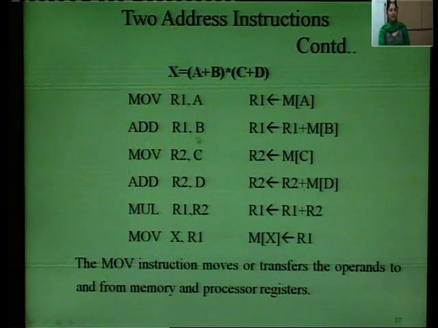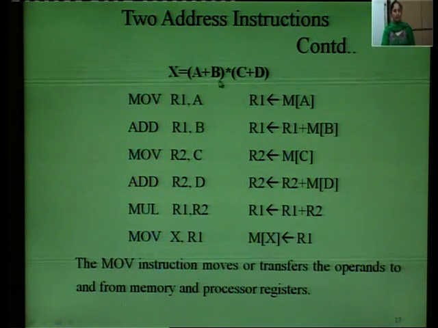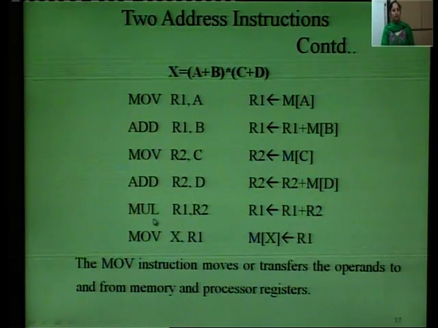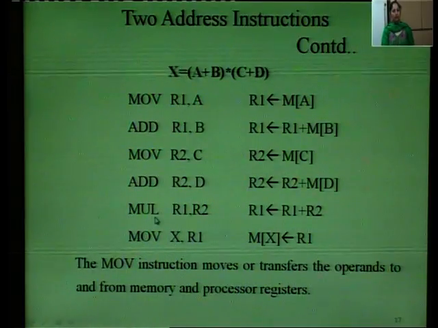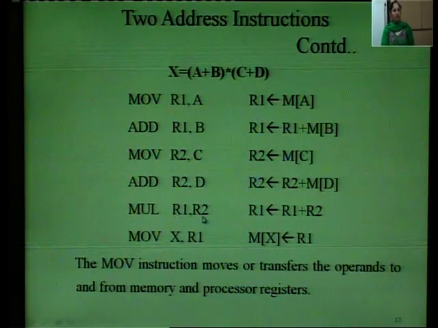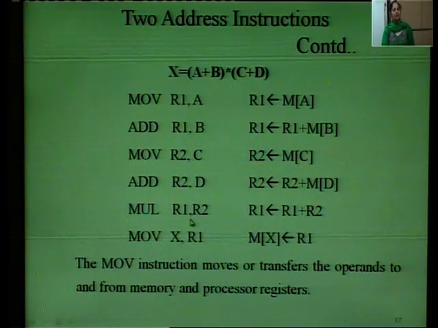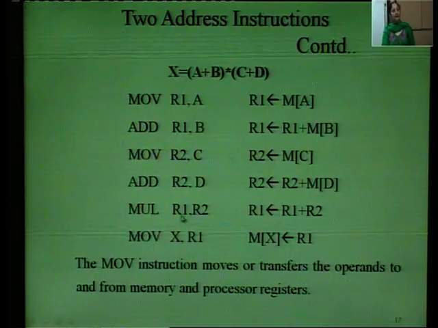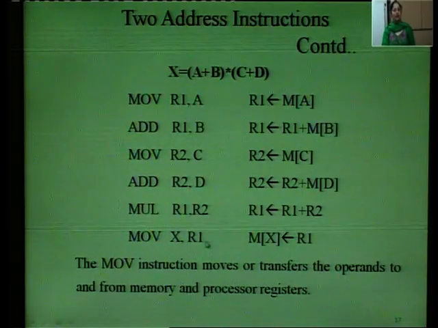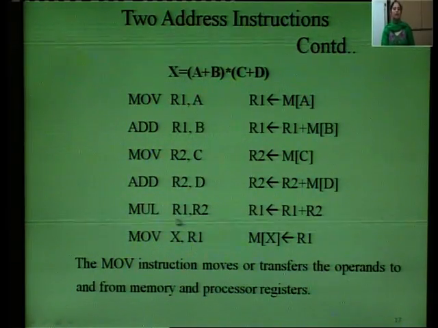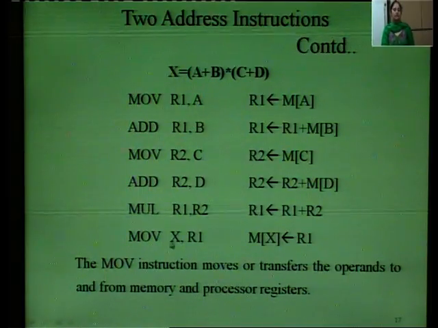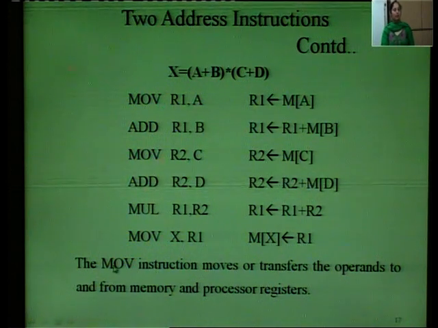Here we have R1 and R2 again, and multiply the R1 register and the R2 register. Here we use the multiplication mul operation on R1 and R2. After the multiplication the result is stored again in the R1 register, and R1 is moved into X. All results are now stored in this X register.